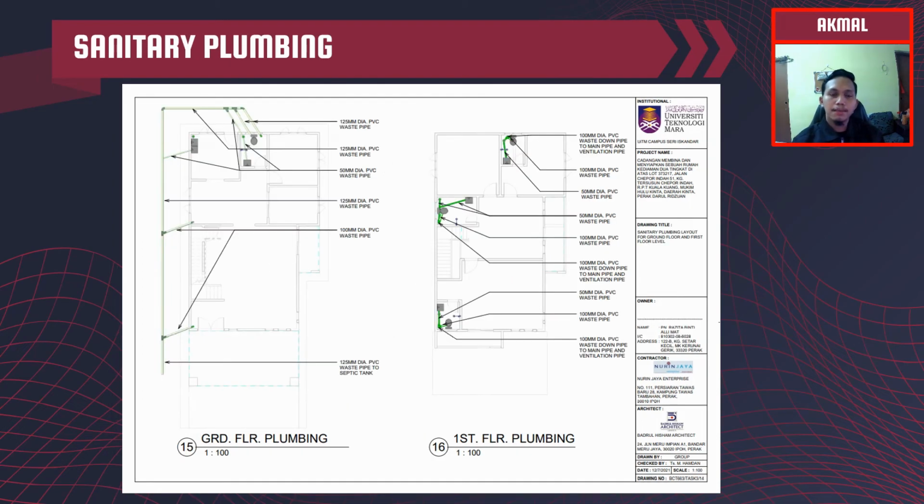Next is sanitary plumbing layout of the project. There are two types of pipe in this building, which are ventilation pipe and waste pipe. PVC pipe also has been chosen for the building, and it comes in a variety of sizes, from the smaller size until the bigger sizes. And all the waste will go to the nearest septic tank.